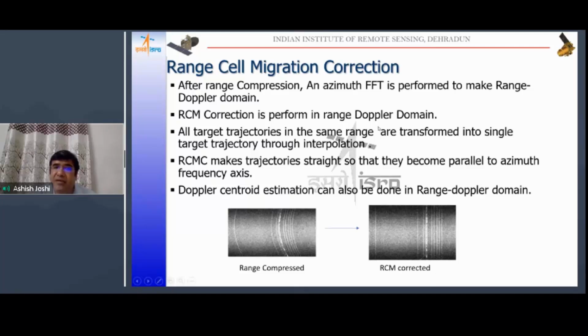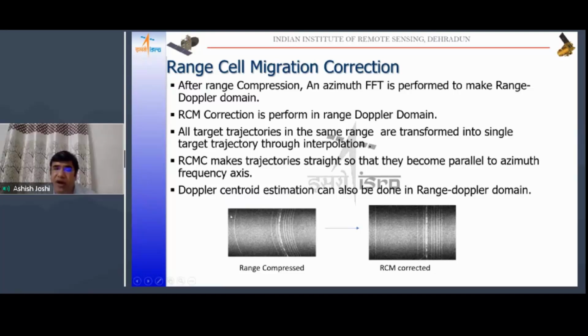Then the RCM is performed in the range Doppler domain. All target trajectories in the same range are transformed into the single target trajectory through the interpolation. RCM makes the trajectory straight so that they become parallel to the azimuth frequency axis. Doppler centroid estimation can also be done in this range Doppler domain.